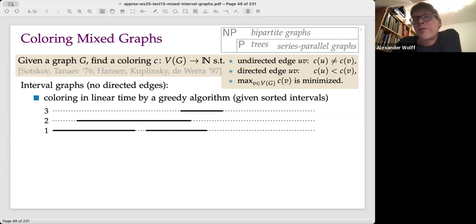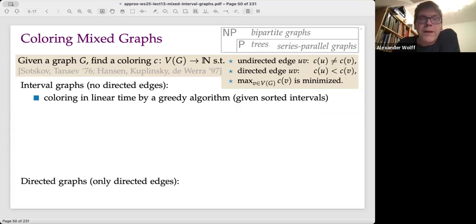And the reason why this gives you already an optimal coloring with a minimum number of colors is that you can see that there is a clique whose size is the same as the number of colors that you have used. And obviously you cannot use fewer colors than that.